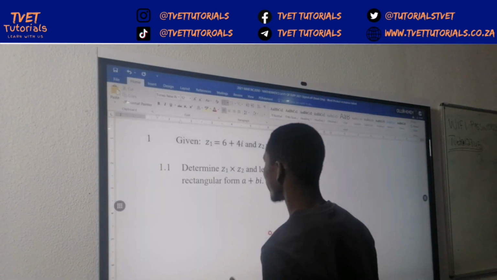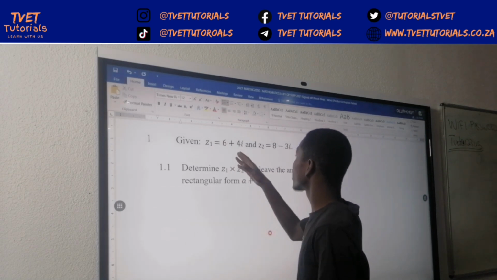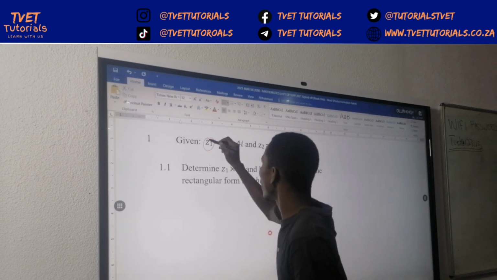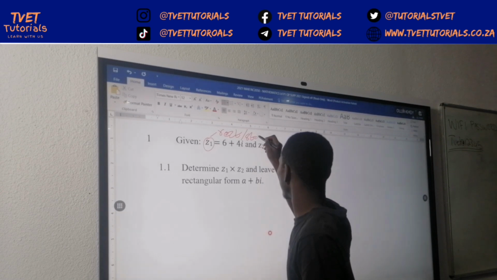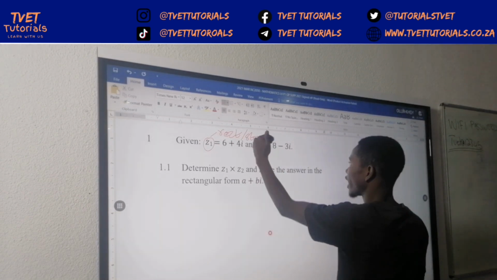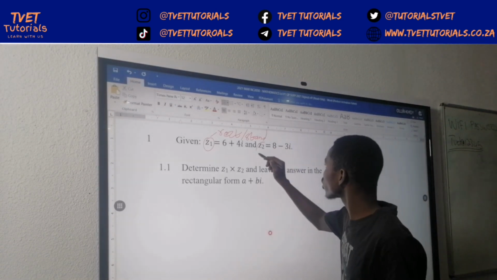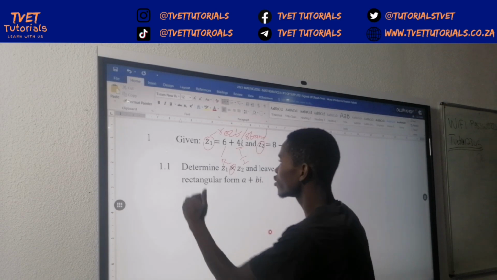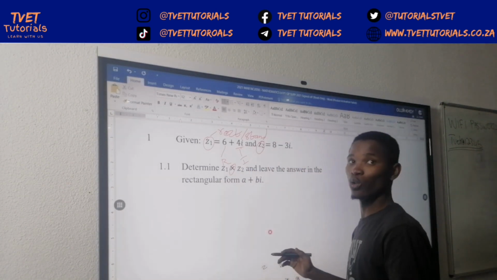Okay, question number 1, guys. It is given that Z1 is equal to 6 plus 4i, right? This is in rectangular form or standard form, right? Also Z2 is in standard form or rectangular form. Okay, let us look at question 1.1. It says determine Z1 multiplied by Z2, right?